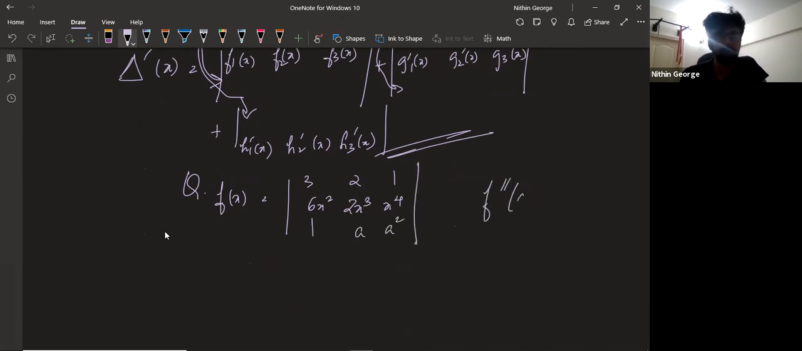Okay, find f double dash a. F double dash a. What do you do here? So you notice the variable. What you have to actually do is to find f dash x, you will differentiate the first row, but you know the first row is a constant.